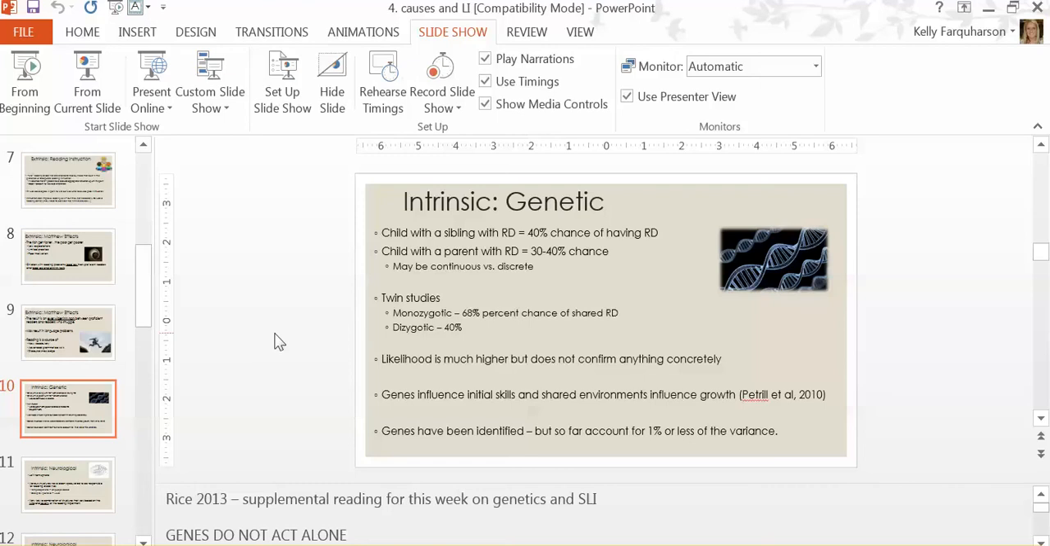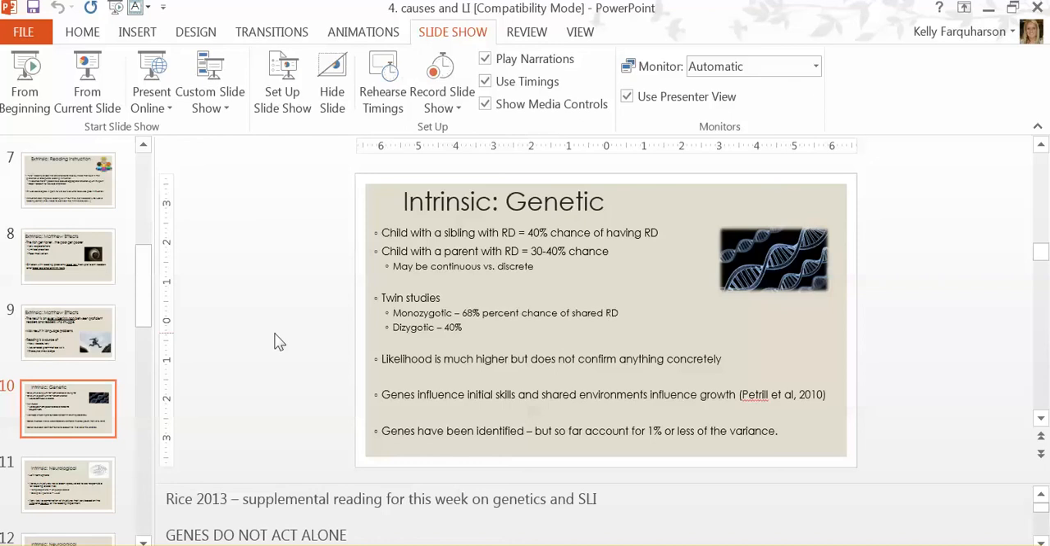Okay. So one of your supplemental readings for this week was the Rice 2013 article about SLI and genetics. It's really a fascinating article if you have time to read it. This begins our discussion of intrinsic causes of reading disability. We reviewed the three extrinsic causes, which were early literacy experiences, reading instruction, and Matthew effects. Now we're talking about the intrinsic causes. The first one is genetic.